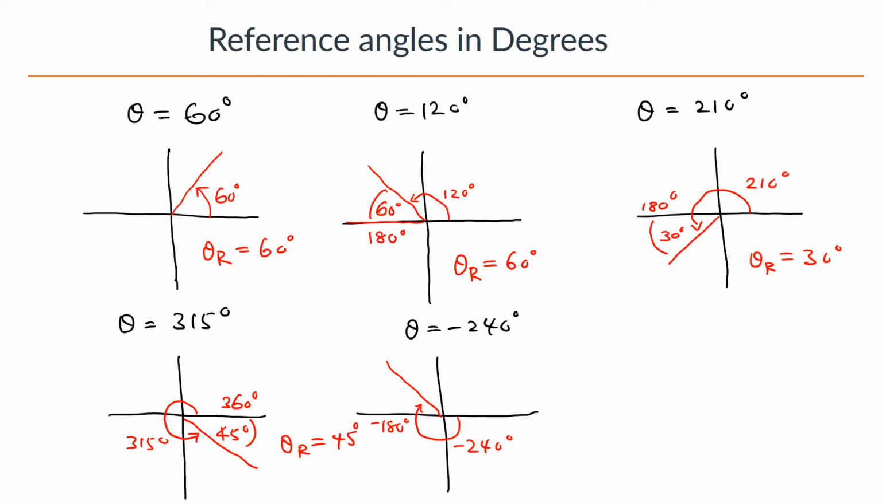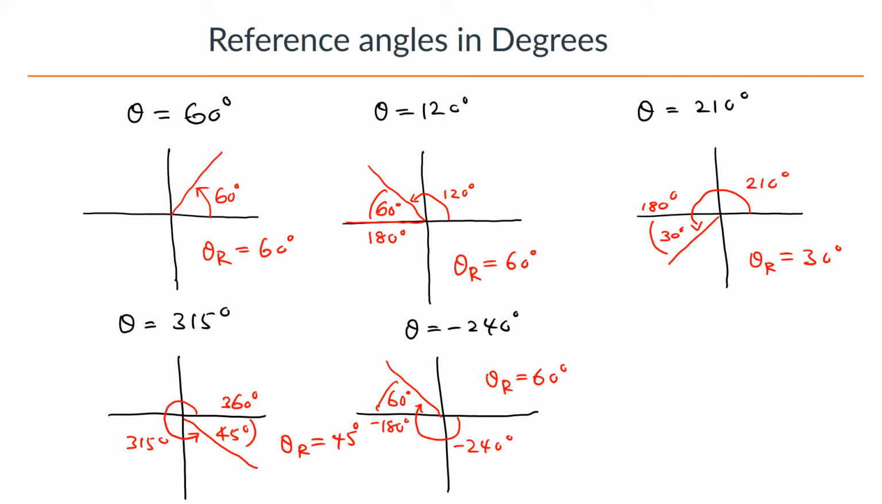Now again, we're going to find the difference between the two, and you can see the difference is 60. So it's a positive value. It's always positive. It's a difference. So in this case also the theta r is 60 degrees.